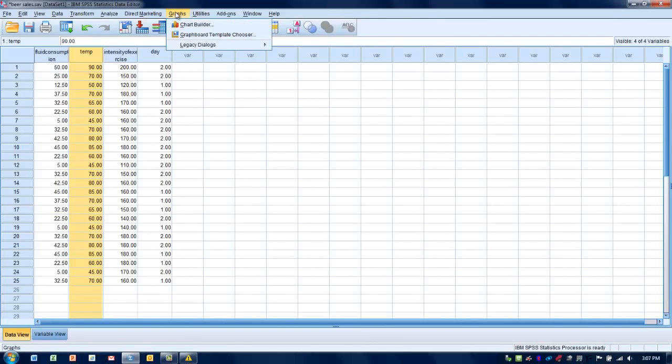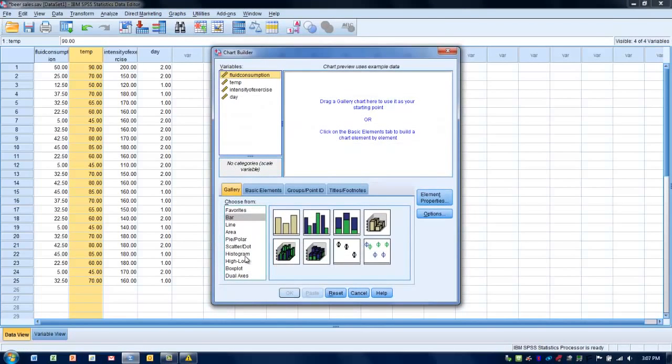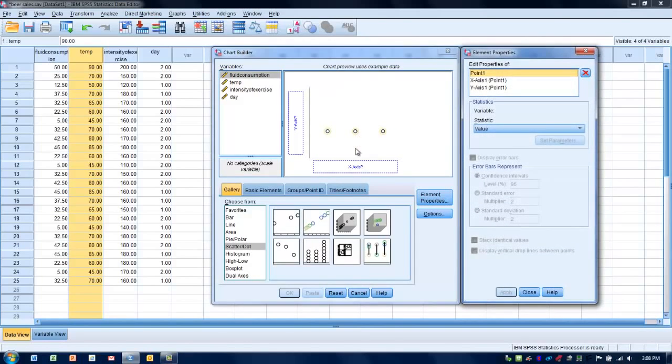So in order to produce a scatter plot, we go to the Graphs menu and choose Chart Builder. Okay, and then we're going to choose the chart that we want to create, and scatter or dot plot is our option here. So we're going to choose just a simple scatter plot. Then we click and drag that option into the upper display box. Now it'll give us the option of indicating which variable goes on the x-axis and which variable goes on the y-axis.